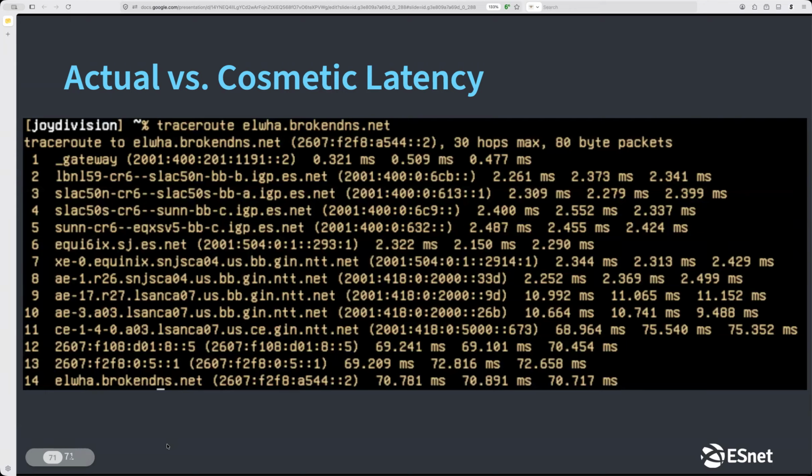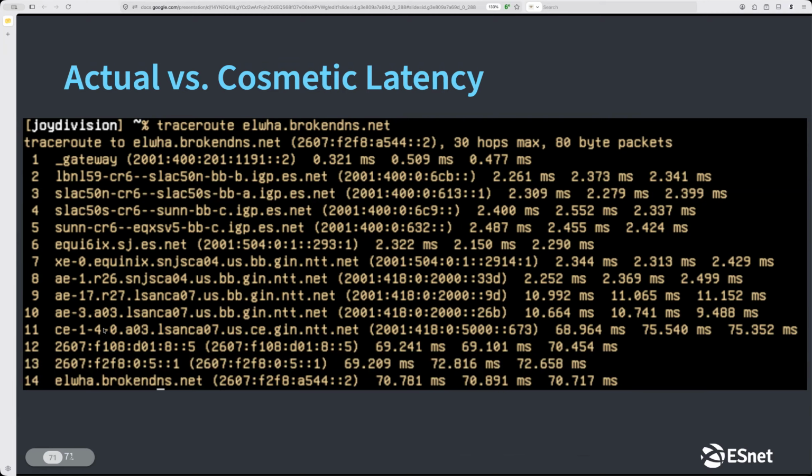I'm going from ESnet, from a host right downstairs from where I am standing right now, a host called Joy Division, which is a Debian host, because why wouldn't I call it Joy Division if it's Debian? And then I'm going to a host that I have in Los Angeles. It's a VM in Los Angeles. So you can see it takes a very nice direct path to San Jose and then goes on NTT's network and goes right from San Jose to Los Angeles.